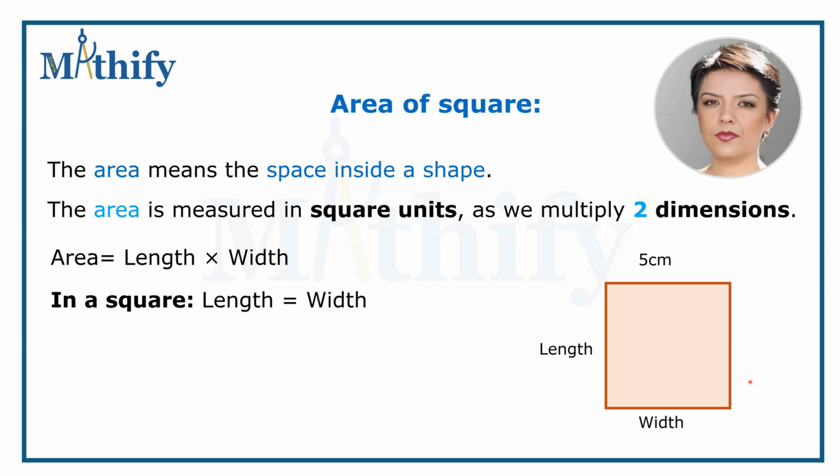So that makes it easy for us to work out the area of a square. All we need to do is 5 multiplied by 5, and that should give us our final answer of 25 centimeters squared. Please include your units in your final answer. This is really important.